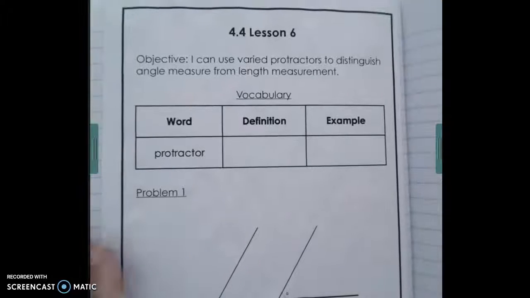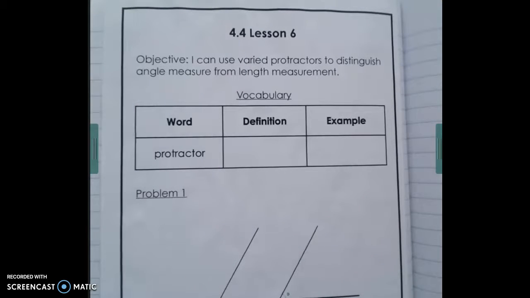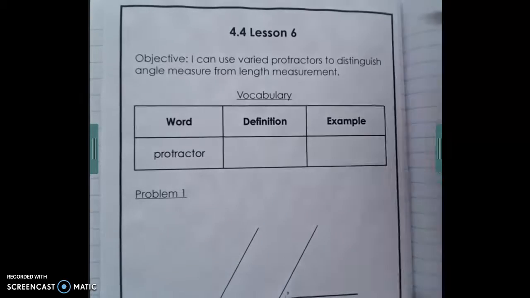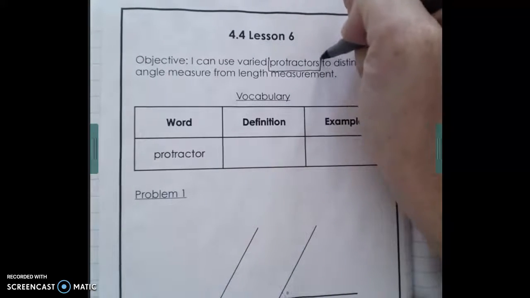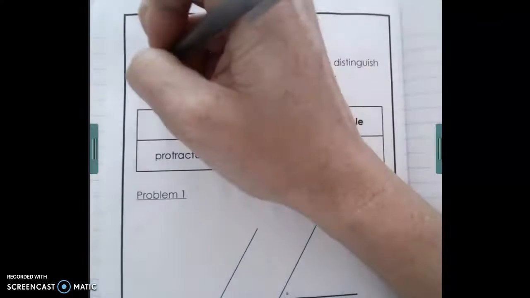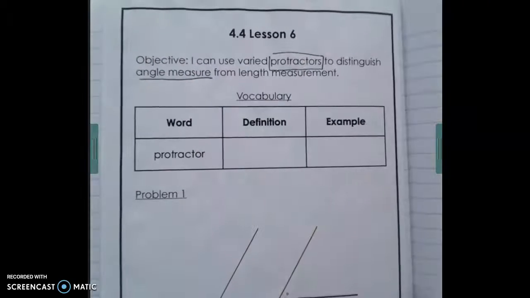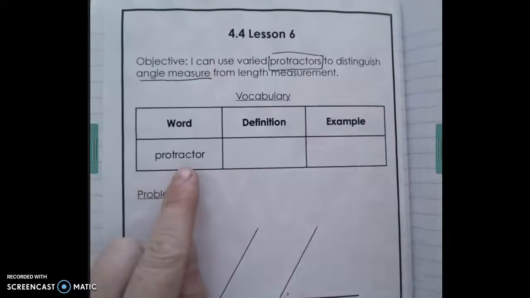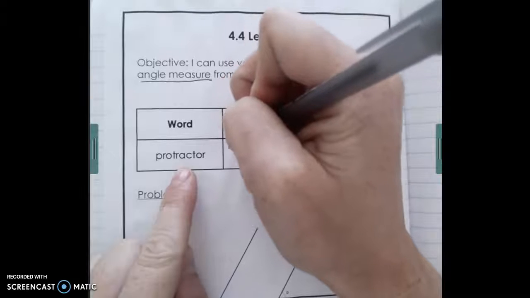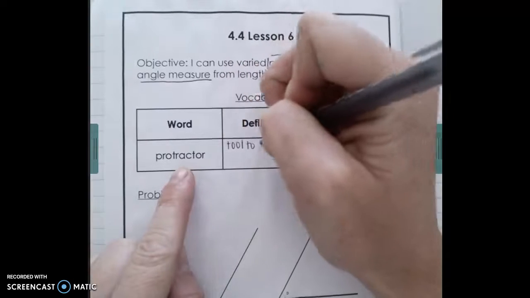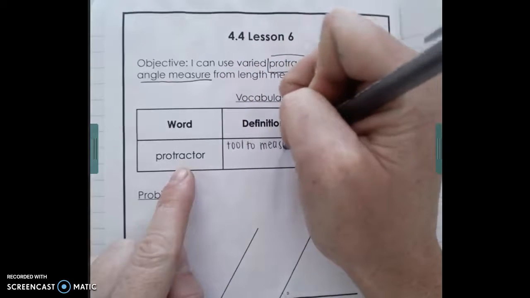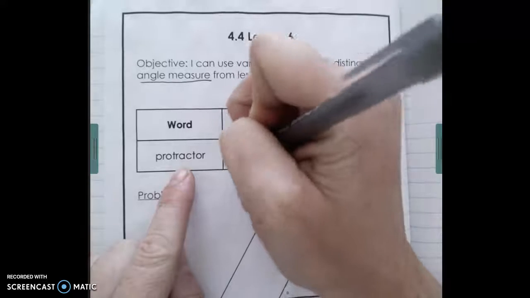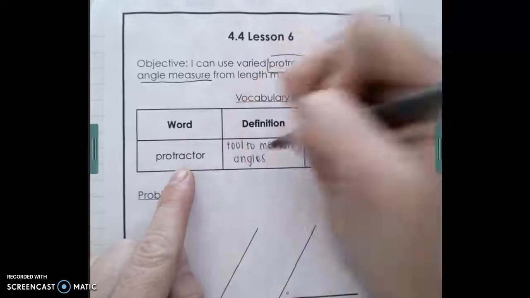All right, we're on 4.4 lesson 6, and our objective is I can use varied protractors to distinguish angle measure from length measurement. So we're going to be using protractors today, and we're trying to find the measure of an angle. So what is a protractor? It's going to be a tool, a math tool, to measure angles.